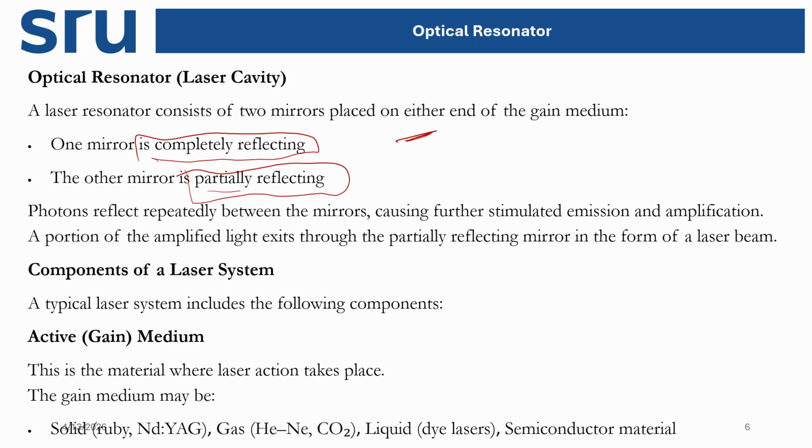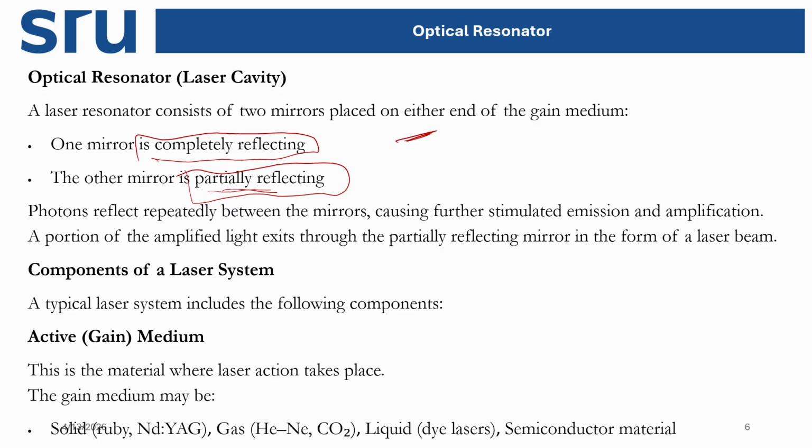So why are we using the partially reflecting mirror? Because a partially reflecting mirror allows some part of the photons to pass through the mirror, and so it forms the laser beam. The other, fully reflecting mirror just rebounds the photons, so that the amplification of the light will be much higher. That is why two mirrors are used: one fully reflecting, another partially reflecting.